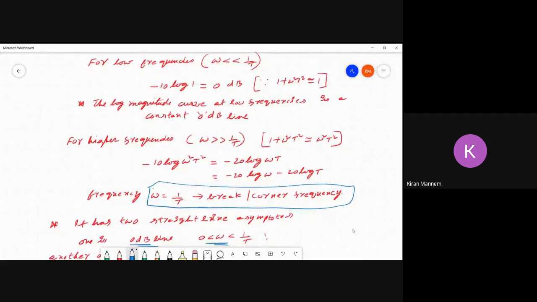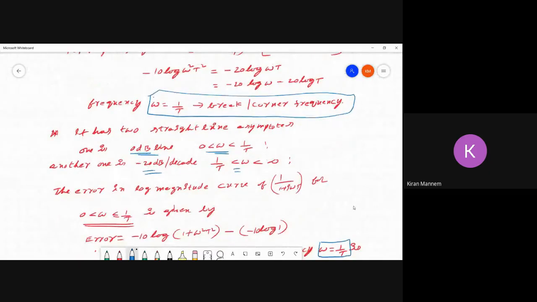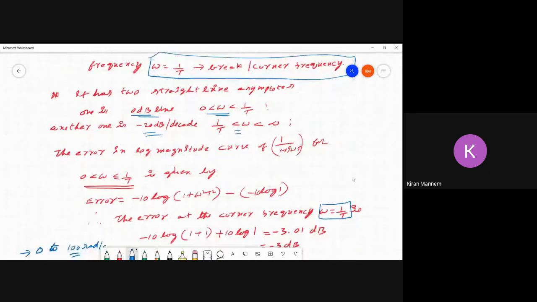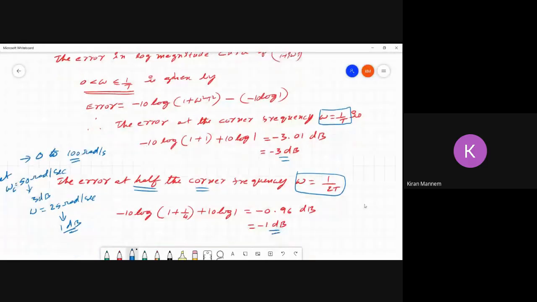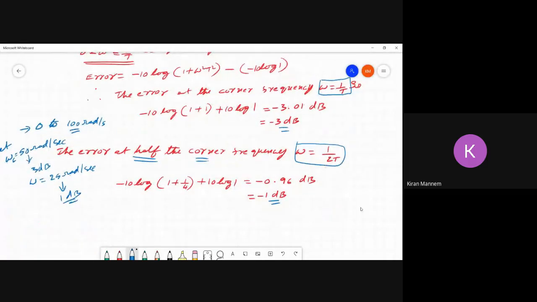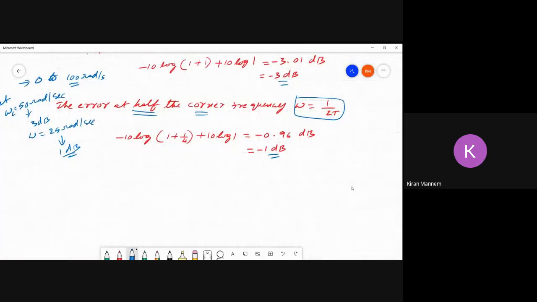So at omega equal to 1 by t, it's called break frequency. So we found the error at half the corner frequency. So similarly, we find the error for higher frequencies. Okay. So let us see the error function.